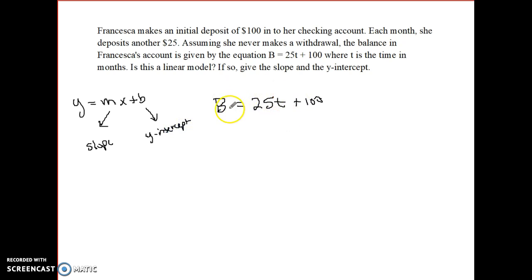In our equation, the number multiplied by t is our rate. So our slope is 25. And our y-intercept then is 100. The reason is that when she's starting her checking account, she had a beginning deposit of $100. That's your initial starting point. That's what the y-intercept is showing you at a value of 0. So at 0 months, she has $100. After 1 month, she has $125 because she is adding another $25 per month.